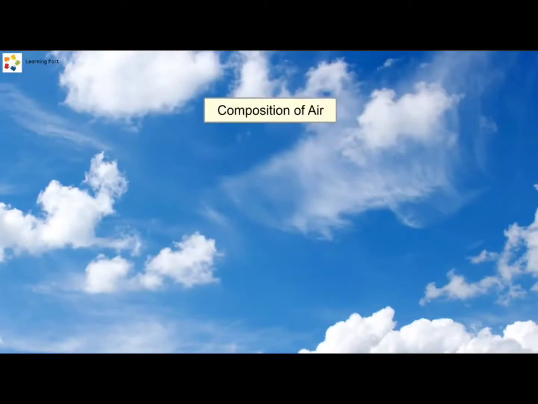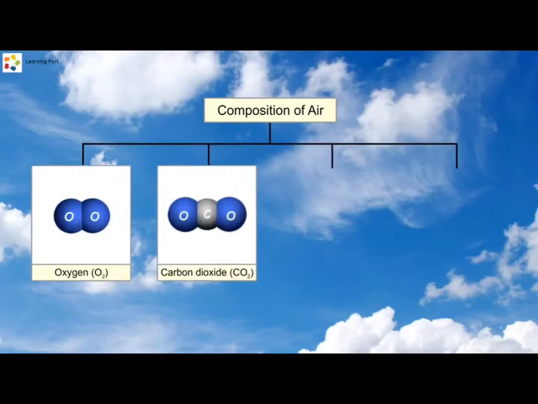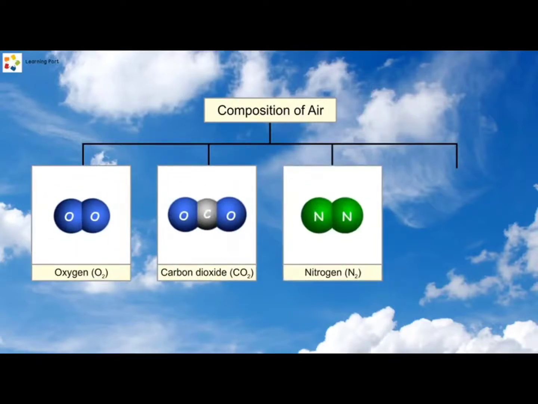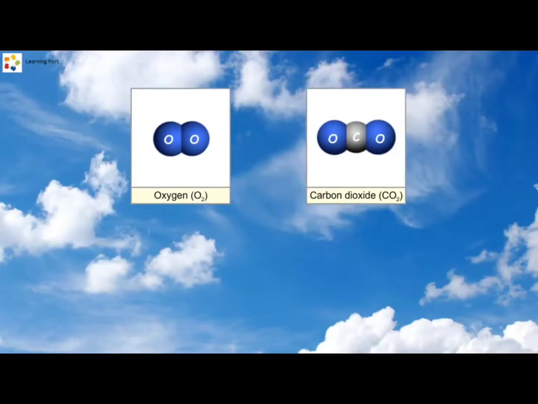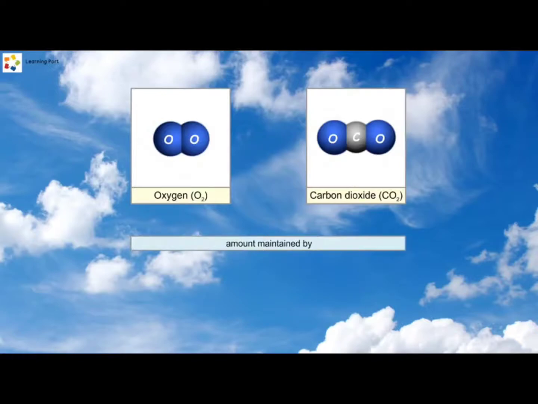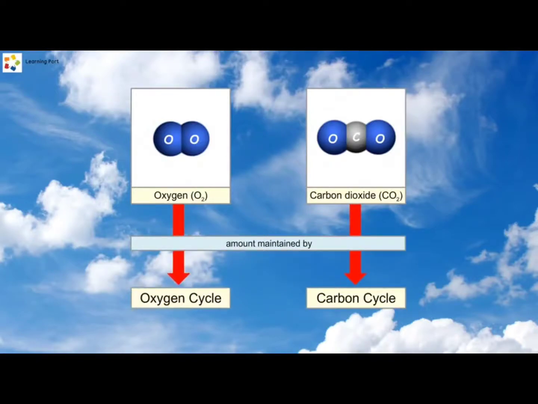The air around us is made up of many different gases, including oxygen, carbon dioxide, nitrogen, and inert gases. Oxygen and carbon dioxide in particular are important for the survival of living organisms. The amount of these gases in the atmosphere is maintained by the carbon cycle and the oxygen cycle, respectively.